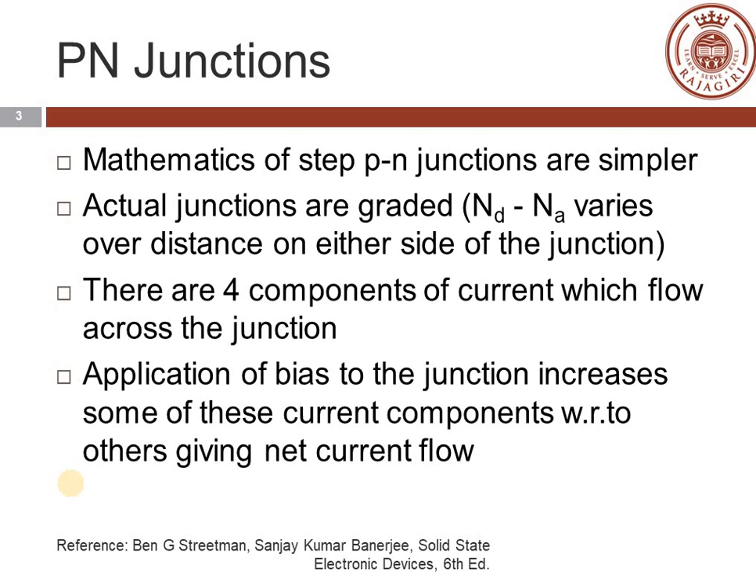Once you apply some sort of bias to the junction, that will increase the value of some of these components with respect to other components, which will give rise to some net current flow. At equilibrium, all these components have equal magnitude, so your net current will be 0 at equilibrium. But once you apply bias, some of these components become larger than the others, and hence we have some net current.